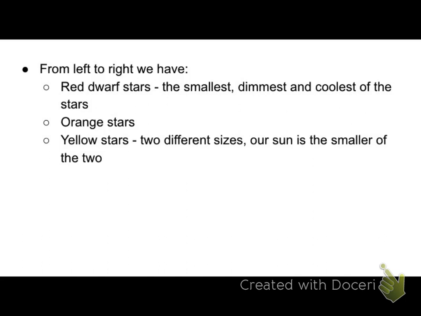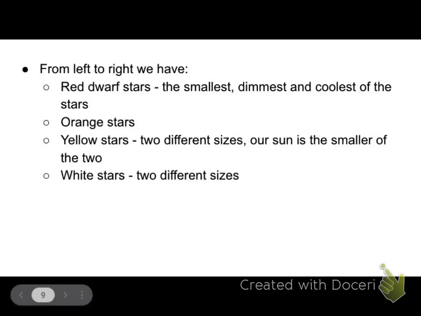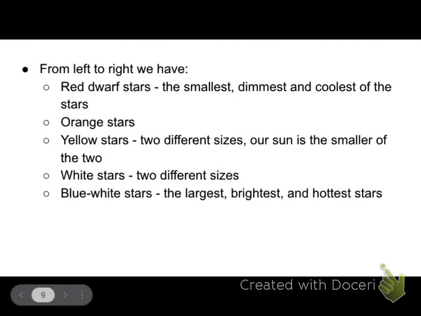So in terms of overall size, the sun is actually a pretty small star, right? But it appears rather large to us because of how close we are to it. Then to the right of the yellow stars, you can see the two different sizes of white stars. So you can have a white dwarf and then a regularly sized white star. And then you can see the blue-white stars. These are the largest and brightest and hottest of the stars, and they tend to be pretty big. Although, again, you could have some that were smaller.